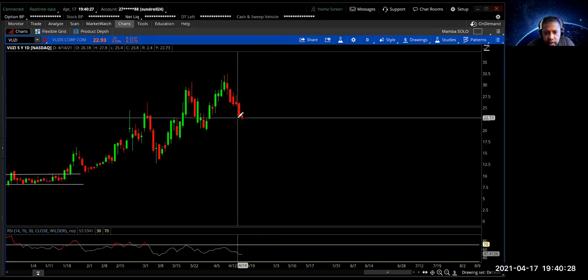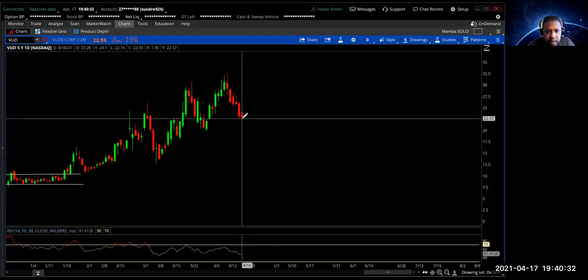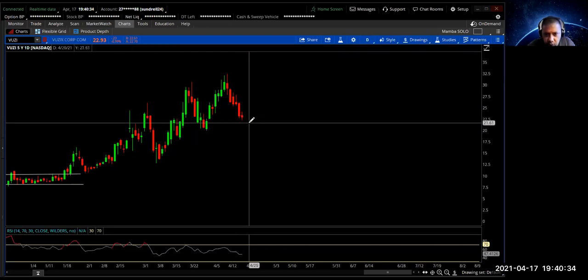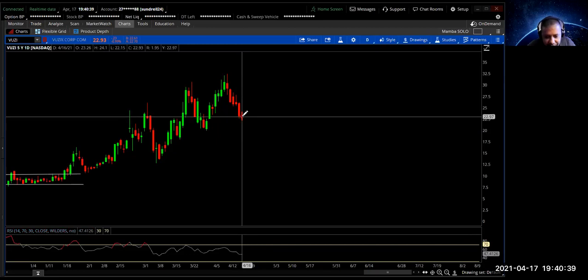It's synonymous with indecision. We don't know what's going to go down. There are different types of dojis, but when you see a doji show up on your daily chart, now dojis can show up on any time frame, but the time frame I'm focusing on right now is the daily chart.